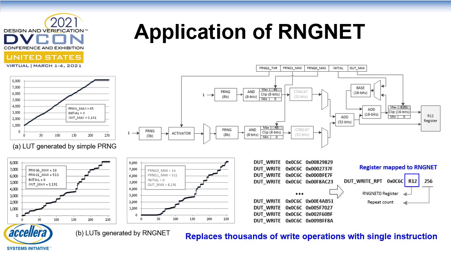The output of RNGNet is mapped to a dedicated register. By using repeated APB write instructions that refer to the register, it is possible to replace thousands of write operations with just a single instruction.